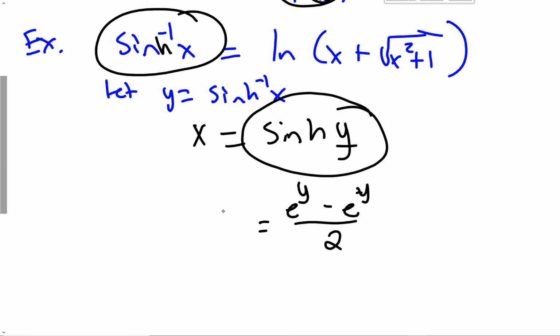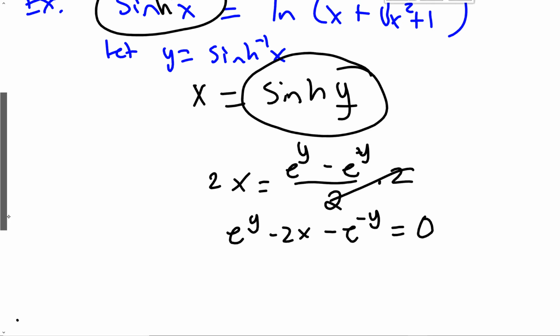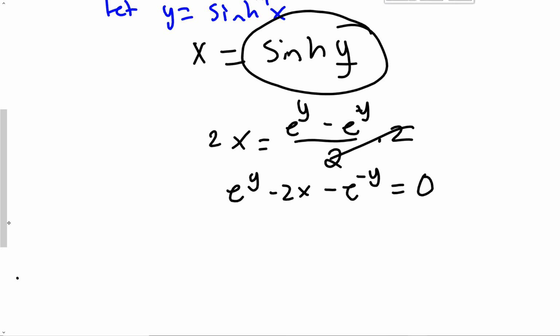Then I can simplify this. Multiply both sides by 2, that would cancel, move that over. So e to the y minus 2x minus e to the negative y equals 0. Then we can rewrite. Multiply everything by e to the y.